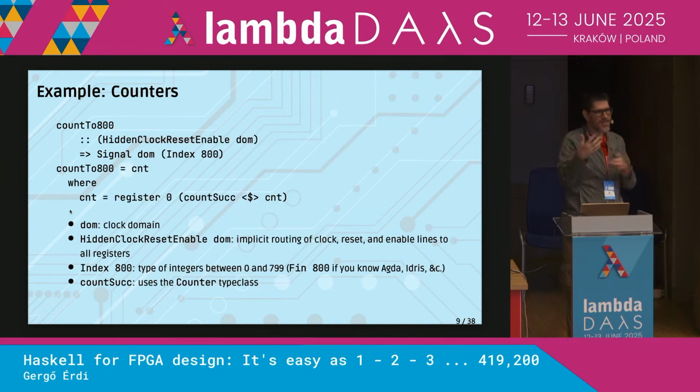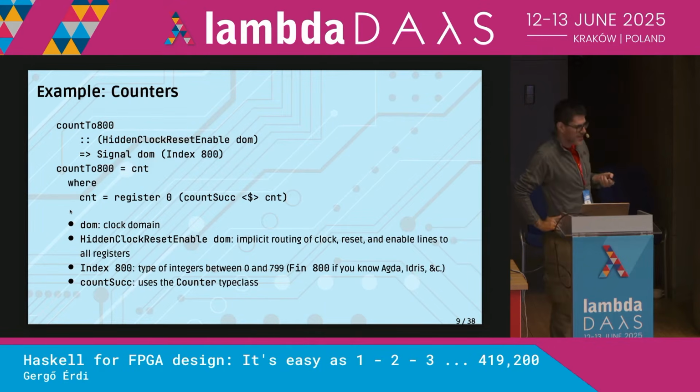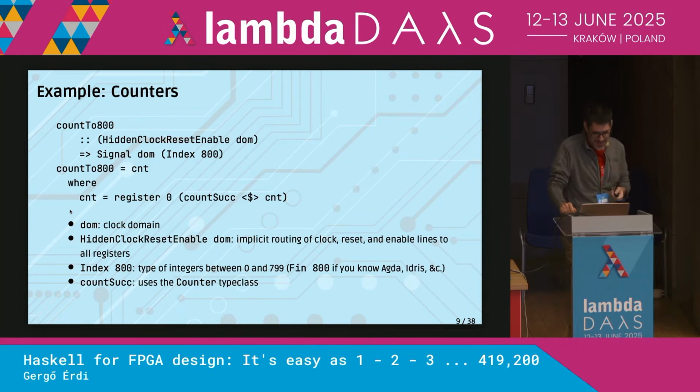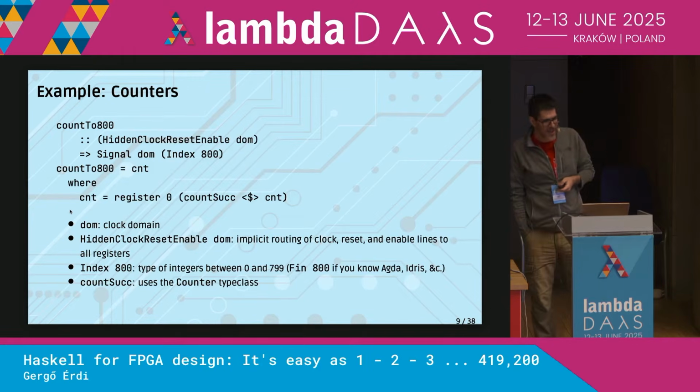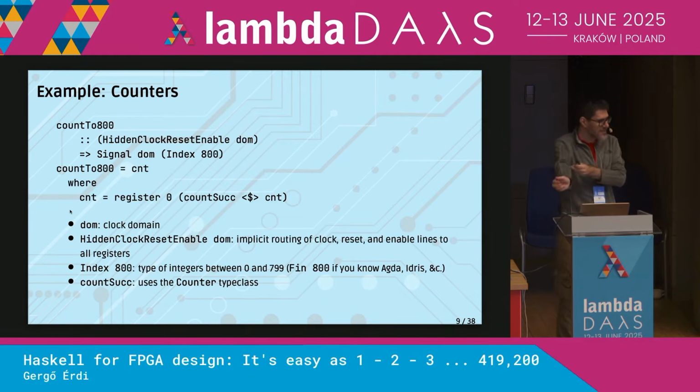So, okay, this is all nice, but what does it actually look like? Here's an example of, I think, one of the simplest stateful circuits you can think of, which is to just count up. So suppose we want to count up to 800. This is what the Clash code looks like. So we say that our externally visible type is just a signal that will contain a type called Index 800. This is the type of numbers between 0 and 799. And internally, it's defined recursively over register. It starts at 0, and then we apply this function called countSucc on the register's value.